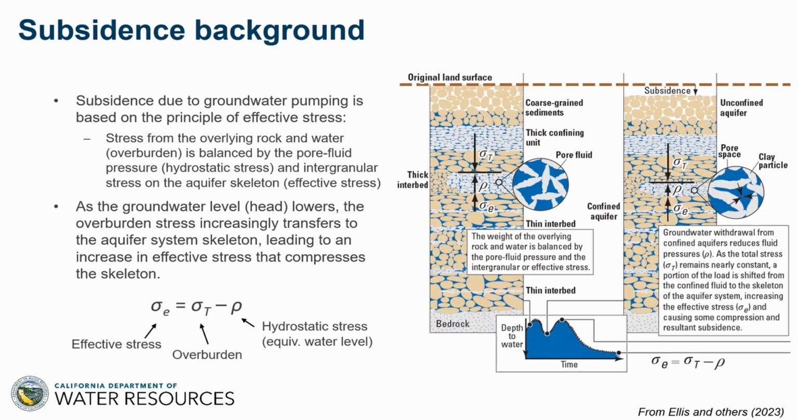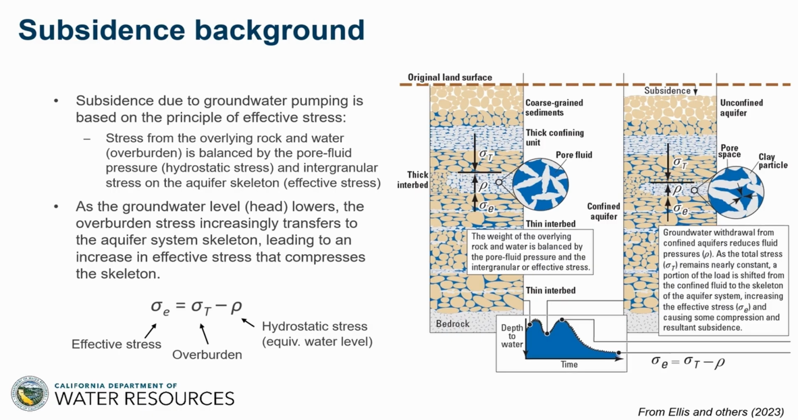So I want to talk a few minutes about the background on critical head, but in order to do that, I need to talk about the larger role of subsidence and how this plays into critical head. So here I will discuss the basic subsidence mechanics. So subsidence is based on the principle of effective stress. In an aquifer system, the stress from the overlying rock and water, the overburden, is balanced by the pore fluid pressure, which is the hydrostatic stress, and the intragranular stress, which is the effective stress.